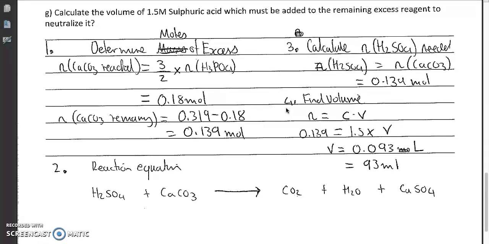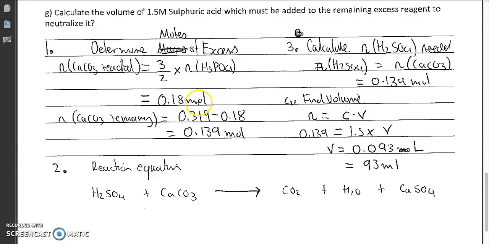To do this question you need to do several steps. It's quite a complicated question compared to the other ones. The first thing you need to do is determine the moles of the excess reagent and the identity of the excess reagent. You know that the limiting reagent was phosphoric acid, so you can determine that the excess reagent is calcium carbonate in this scenario. Calcium carbonate is a base, and therefore it would be neutralized with an acid like sulfuric acid.